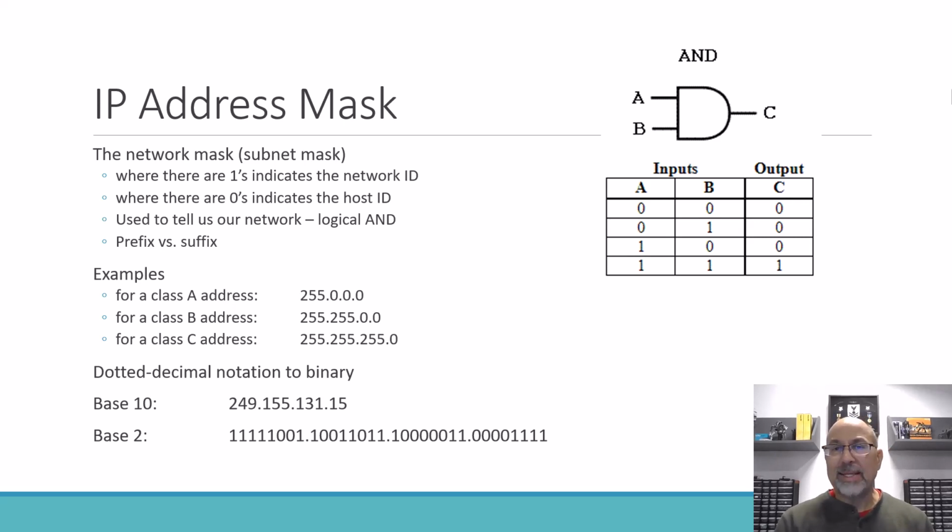So what we need to get used to is converting IP addresses and masks to binary. And at the bottom, we've got an example here, 245.155.131.15. Convert that to binary and it looks like that. If you AND it with a mask, we would get a result, and that result would tell us something about the operation that we're in. Okay, so masks tell us two things. One is the network that we're sitting on, and maybe how big the network is.